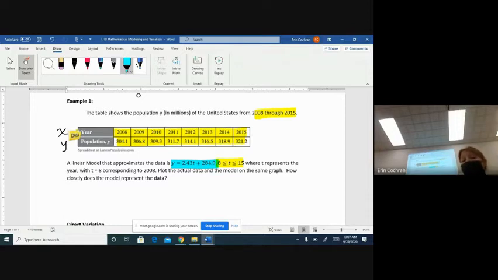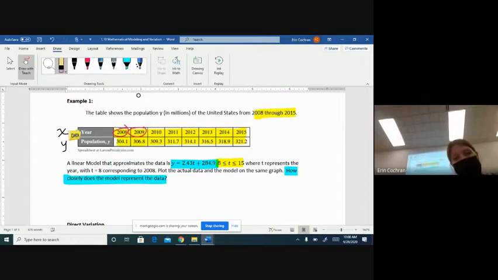But we can go ahead and tell how closely the model represents the data by plugging each one of these years in and seeing how close the population is between the two. So could we do that? Yeah, so go ahead and pull out a calculator if you have one, okay? If not, I know you guys have your phones right now. Go ahead and use your phone, okay? So we're just plugging in numbers.